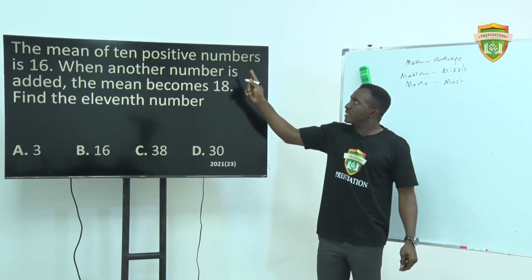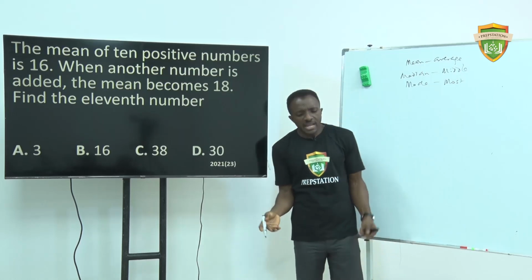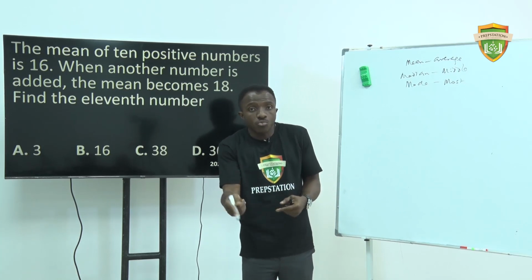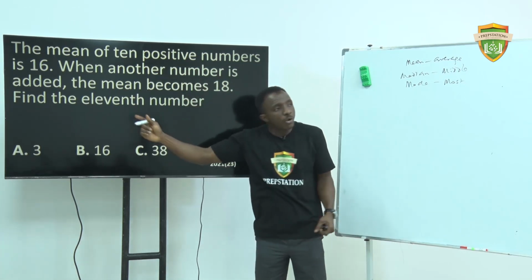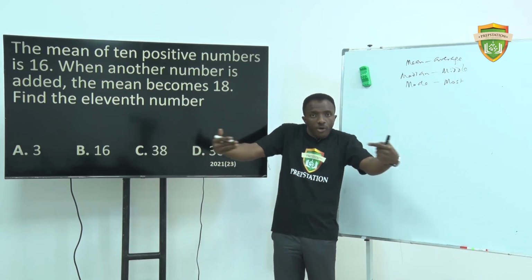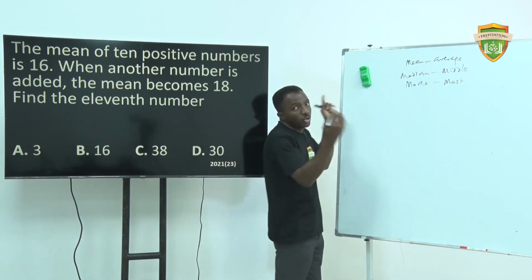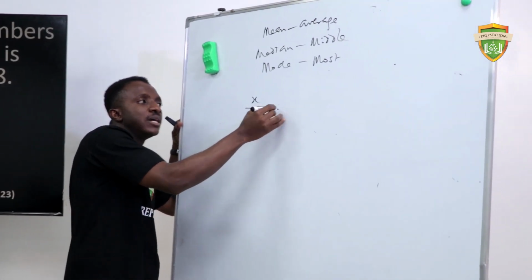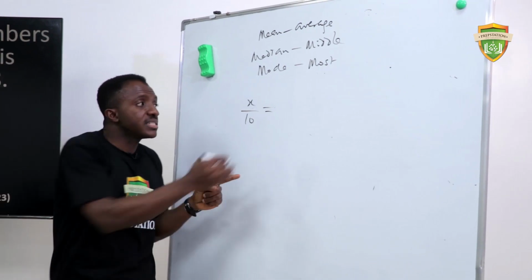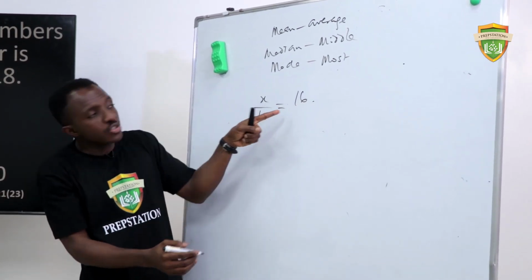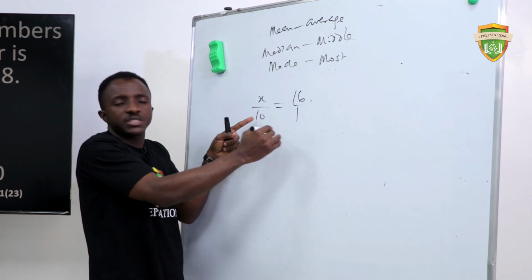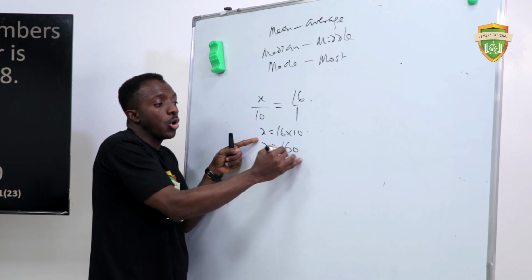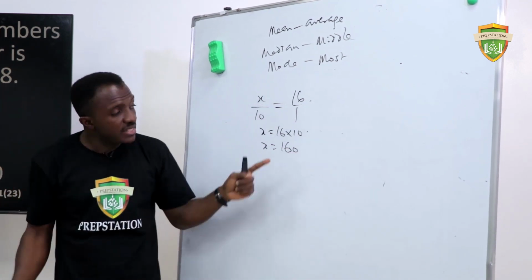Now the mean of 10 positive numbers is 16. How do you find the average of 2 numbers? Add the numbers, divide by 2. That's simple. So if we're talking about 10 positive numbers, the mean will simply be the sum of all the numbers divided by 10. Let's say the sum of the numbers is x. X over 10 will give us the mean, and the mean is 16. From mathematics, when you cross multiply, x would be 16 times 10, which is 160. So the sum of the 10 numbers is 160.